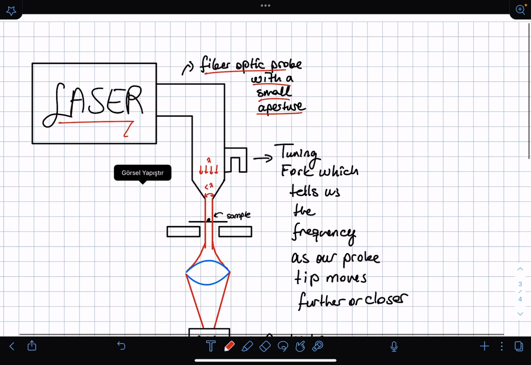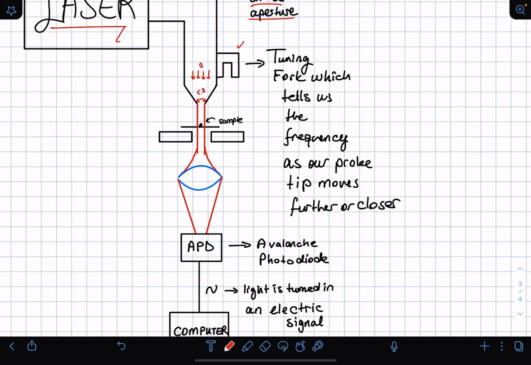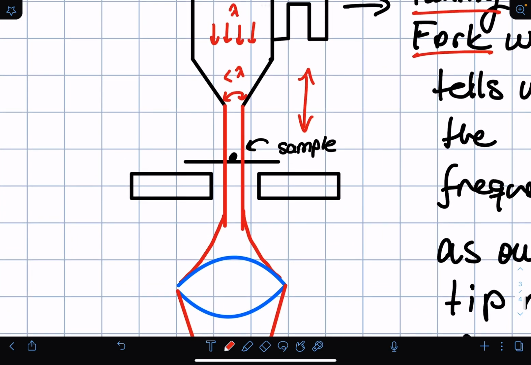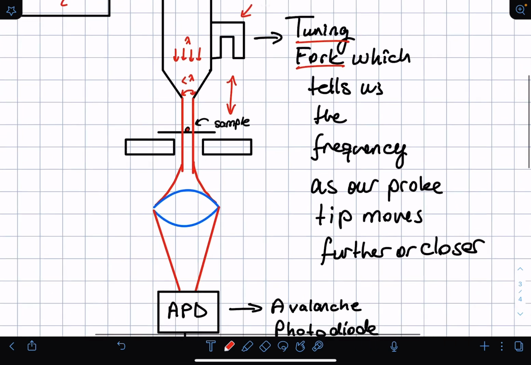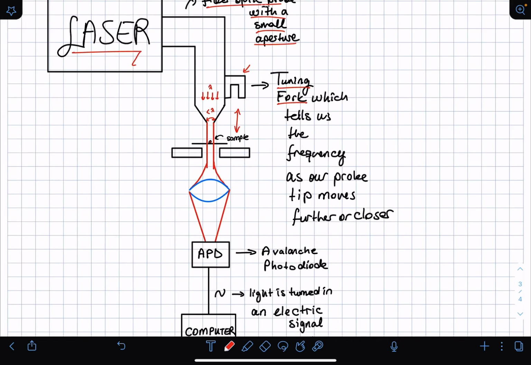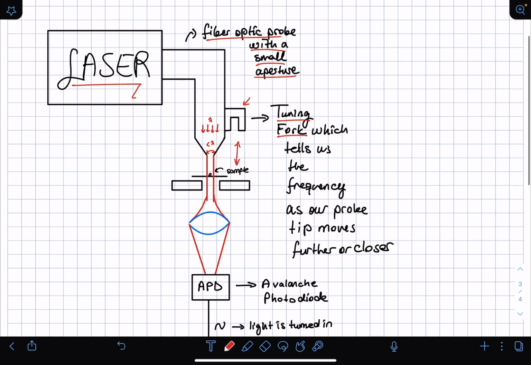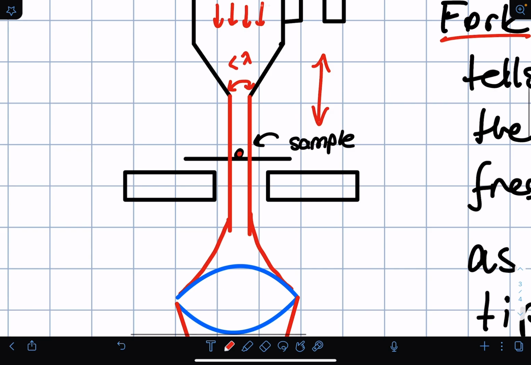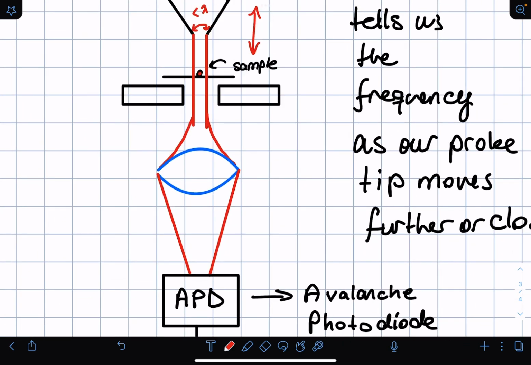Okay, we have a fiber optic probe with a small aperture, and we have our tuning fork, which tells us the frequency as our probe tip moves further or closer to our sample. And this is our sample, and as can be seen, it is very small, actually smaller than 200 nanometers maybe. So our laser comes from the fiber optic probe. It goes through our sample, and as can be seen, we created a near field region and far field region here.